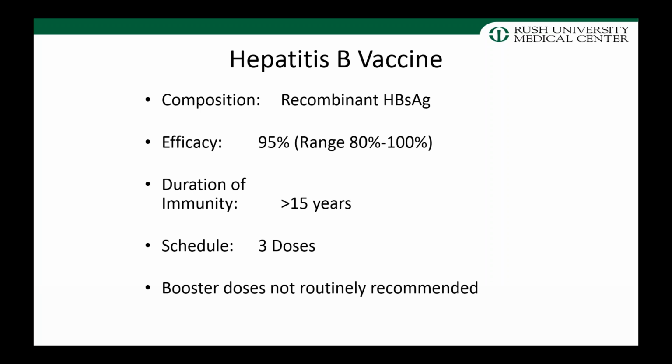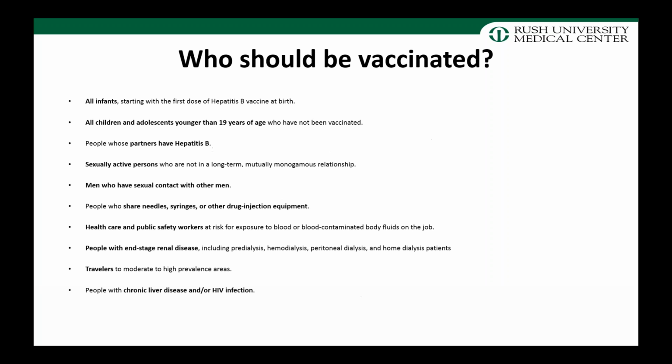The hepatitis B vaccine is extremely efficacious in that it leads to immunity in 95% of cases. It's composed of a component of the virus cell wall known as the surface antigen or surface protein. The immunity is long-lasting, and booster doses are not routinely recommended. So who should be vaccinated? Currently all infants in the United States should receive their first dose of vaccine at birth.